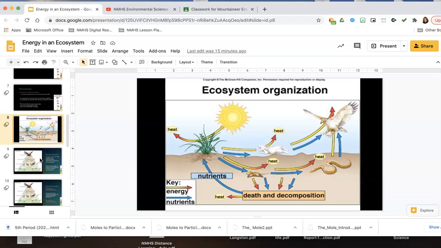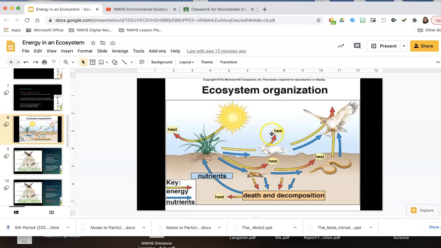Let's see how this energy is transferred. Here we have a primary producer, this plant, and we have two different colored arrows. The yellow and red arrows represent heat energy, and the blue arrows represent nutrients. We can see the sun here. It radiates down to the plant, and then heat is released as a byproduct, but some of that light energy is absorbed, and then the rabbit eats the plant, and when that happens, those nutrients are passed on along to the rabbit.